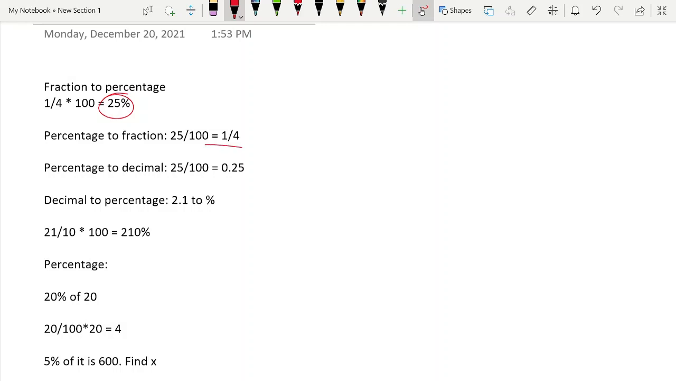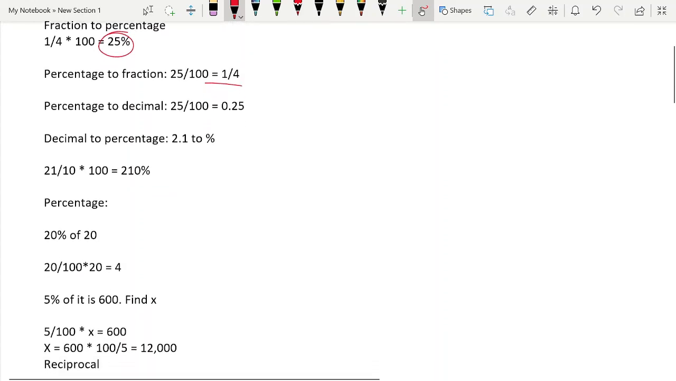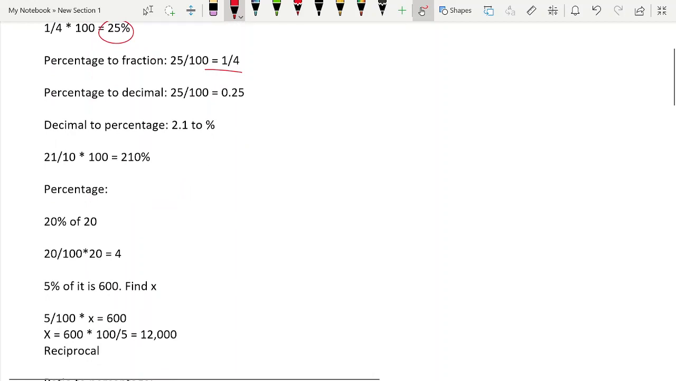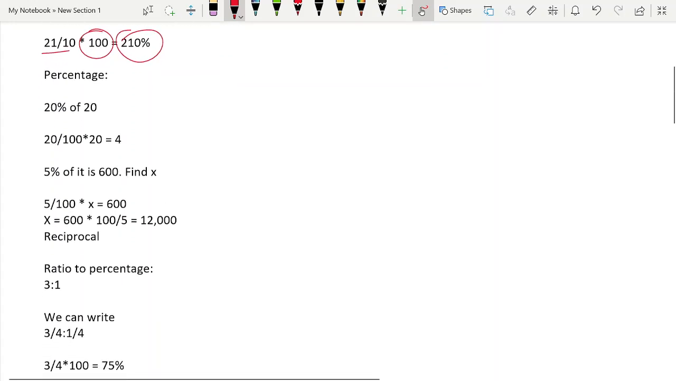Percentage to decimal, so if you have 25 by 100, you just want to do 0.25. That's the percentage, that's the decimal. Decimal to percentage, 2.1 to percentage would be: you are going to be putting that by 10 to make it a fraction, because you can't add a decimal in a fraction, can you? Then you just want to times it by 100, which is what we did for a fraction, which is equal to 210%. To calculate a percentage of a number, like 20% of 20, you do 20 by 100, which is what percentages are, times 20, which is 4.